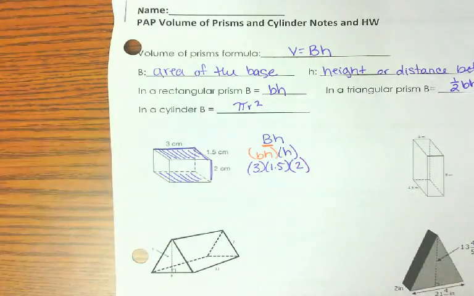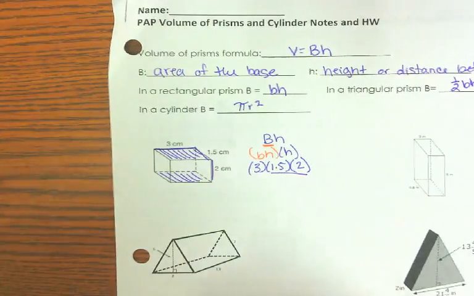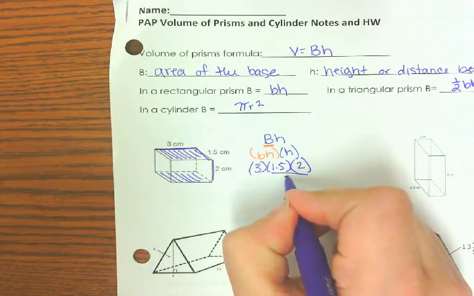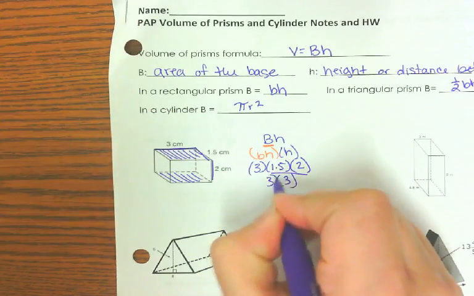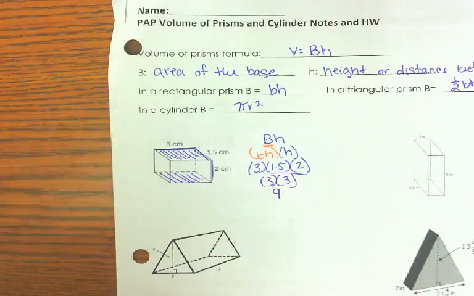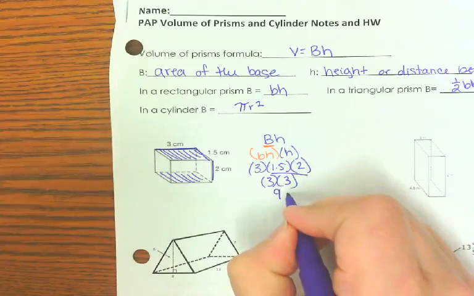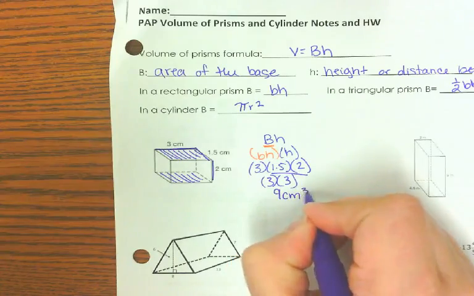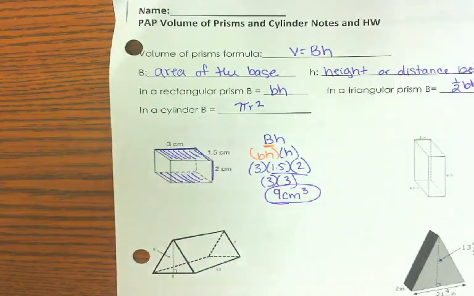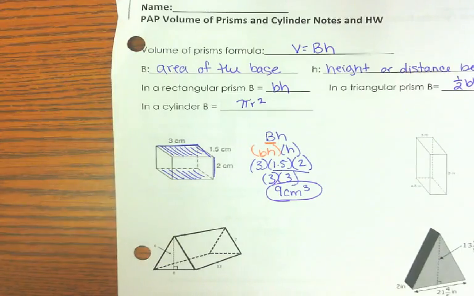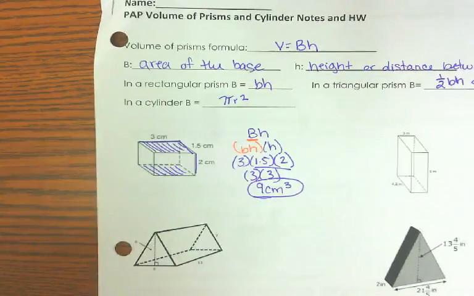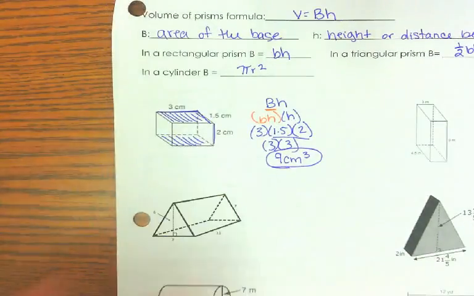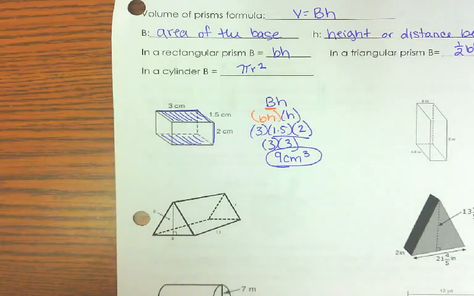When I'm multiplying, I can multiply in any order I want, whatever is going to be easiest. So I'm going to multiply 1.5 times 2, because I know 1.5 times 2 is 3. So 3 times 3 equals 9. Because we're talking about volume, our units are now going to be cubed, not squared. So that is our example for our rectangular prism.